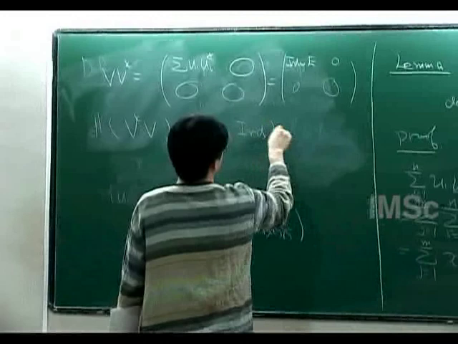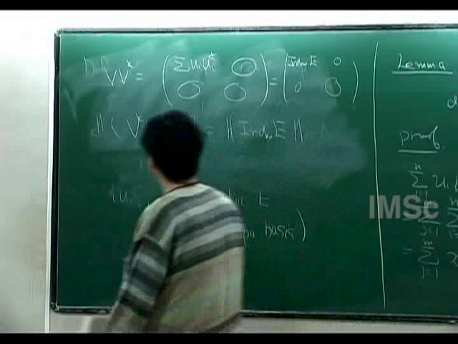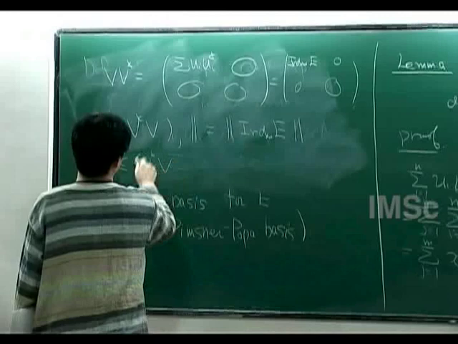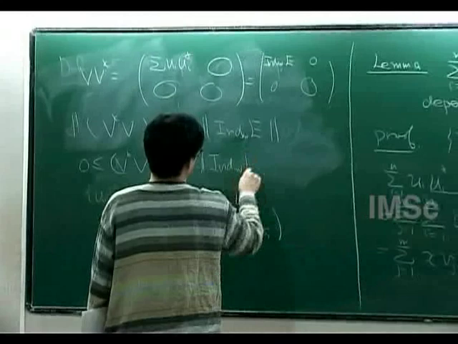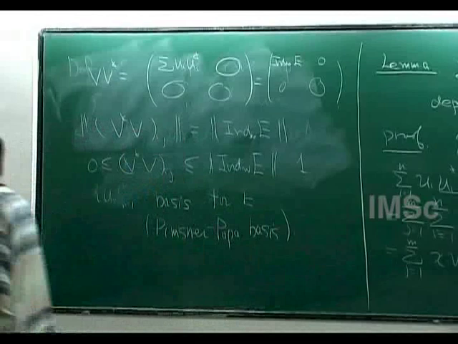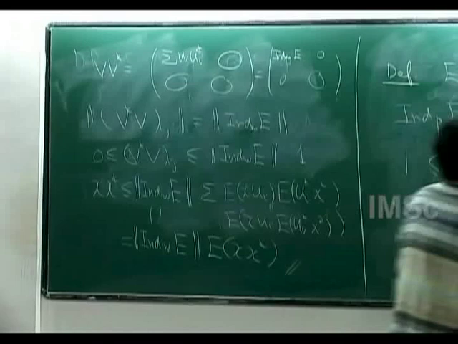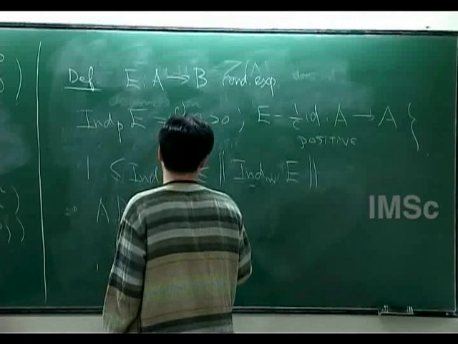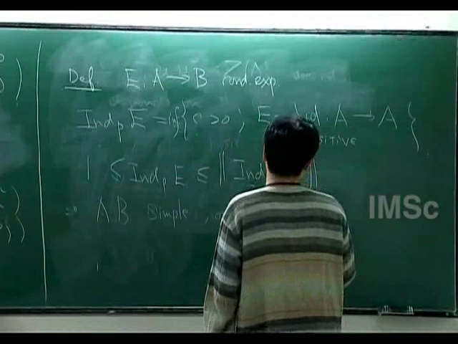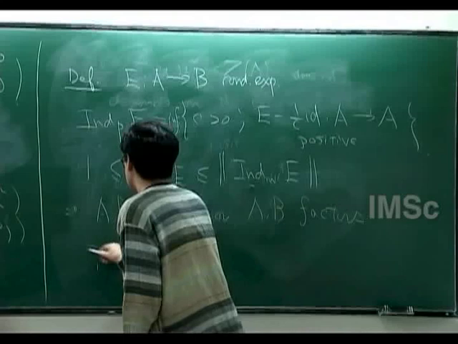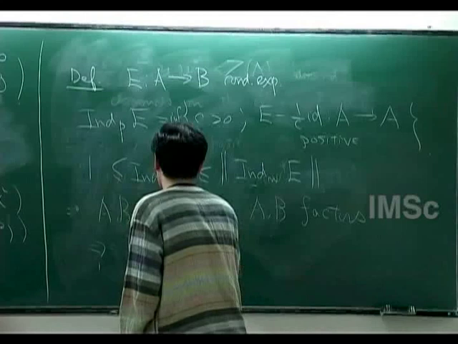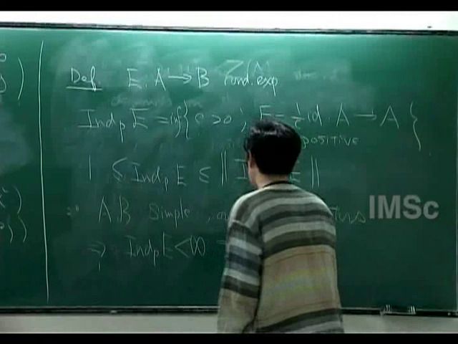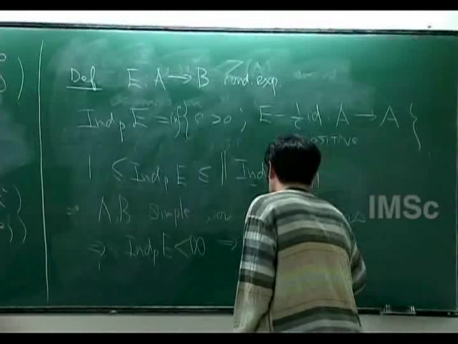And since this is clearly a positive matrix, we have this inequality, times identity. Using this inequality, in general you cannot really reverse it, but in a good situation, like when A and B are simple C-star algebras, or when A and B are factors, then if this number is finite, there exists a basis and these two numbers coincide.